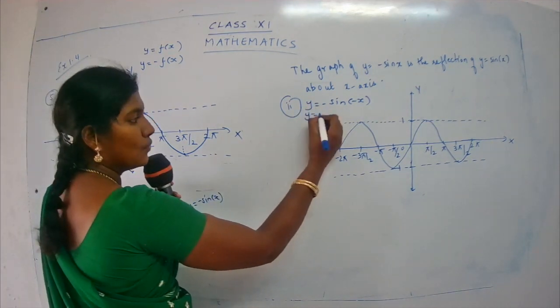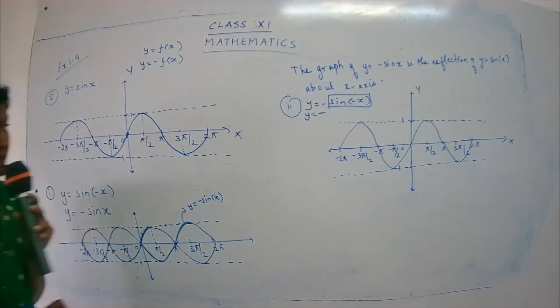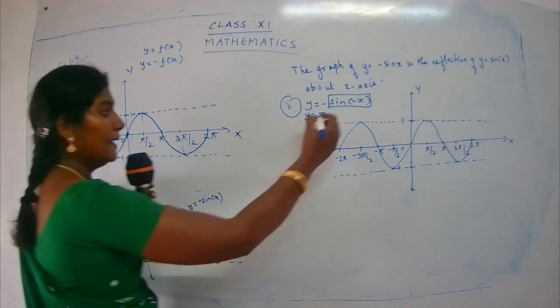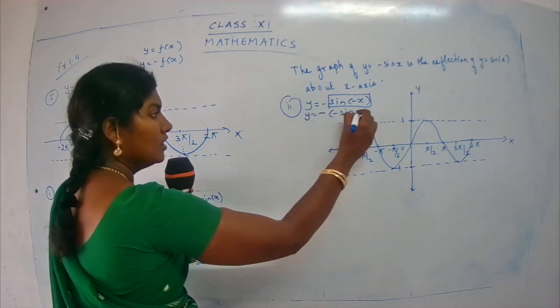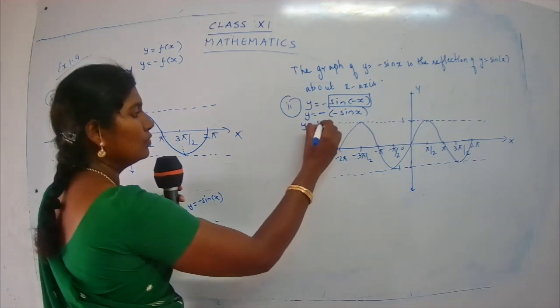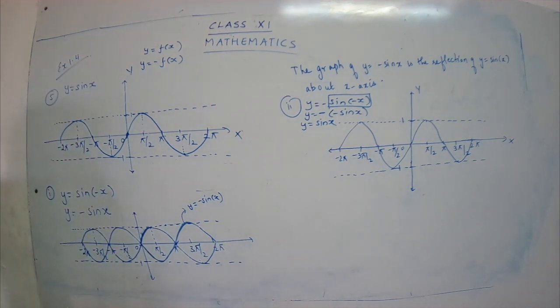So y is equal to minus, and we know the value for sine of minus x. What is the value for sine of minus x? Very good. It's minus sine x. So put here minus sine x. Now what is minus minus? It is going to be plus. So y is equal to sine x. So no need to draw a new graph.